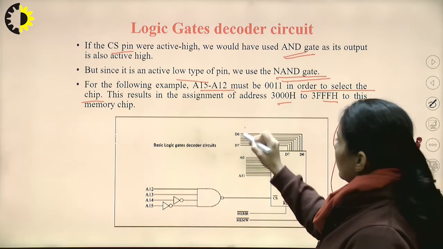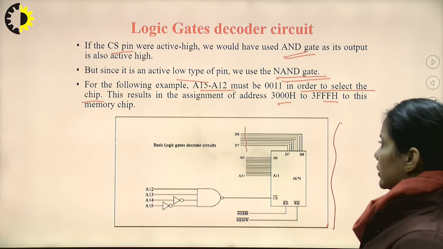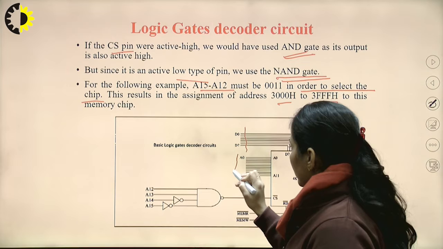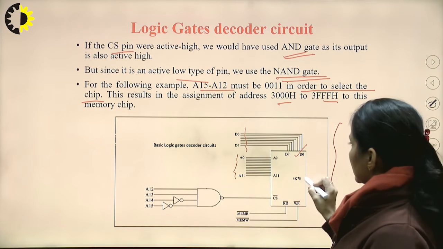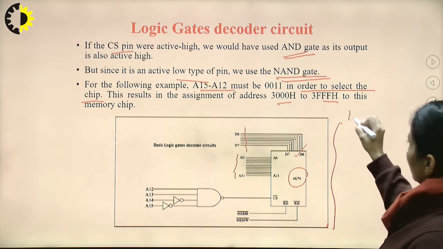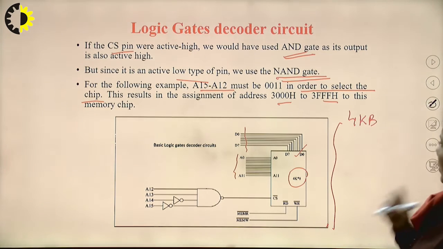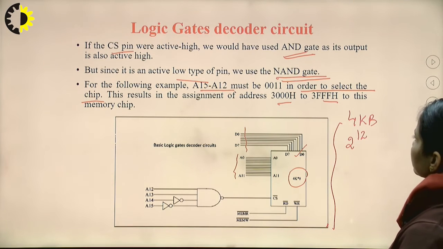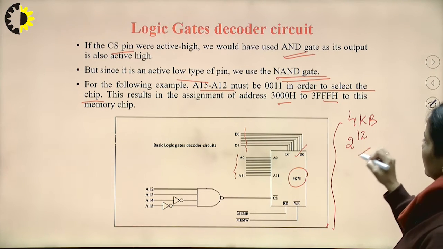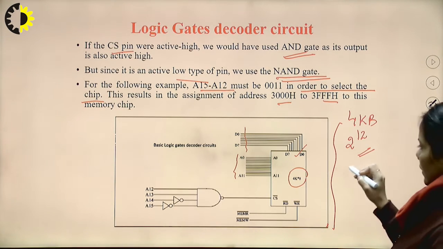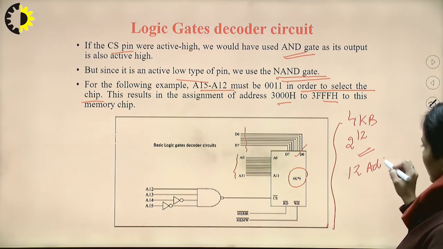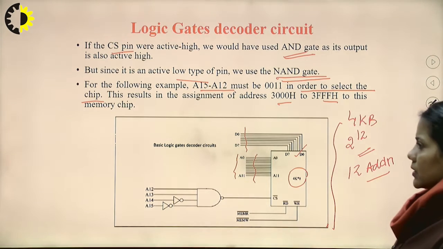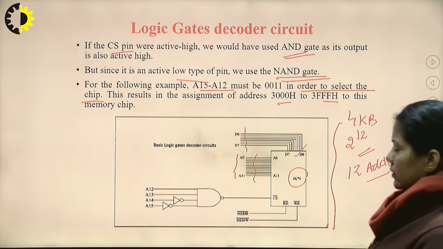See, all the lower order data lines, that is D0 to D7, are directly connected to the data lines. We know that this is 4K memory. 4K memory means 2 raised to power 12. Yes, 2 raised to power 12 is 4K. It means 12 address lines are used. So A0 to A11 address lines are used to implement the address bus.